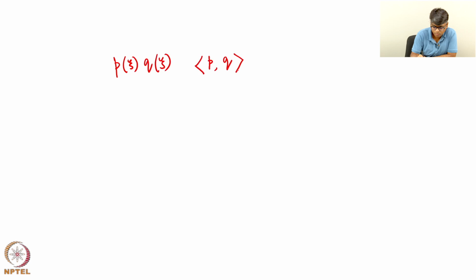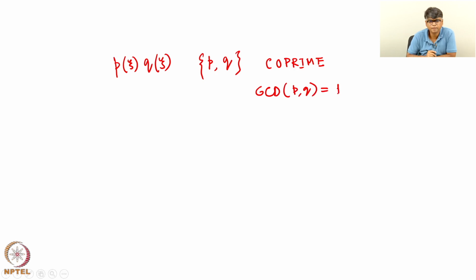Suppose I have two polynomials p(xi) and q(xi), and suppose that p and q are co-prime. What do we mean by co-prime? It means that they do not have any common divisors apart from constants. In other words, the pair p and q is co-prime, which means that the GCD of p and q is just 1, all right.